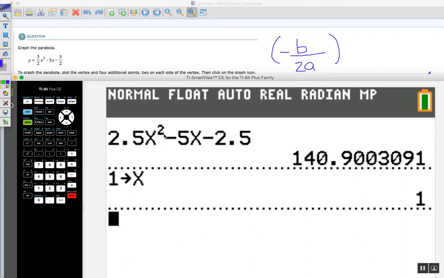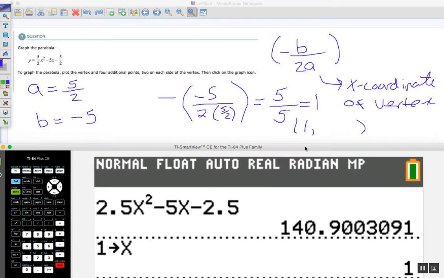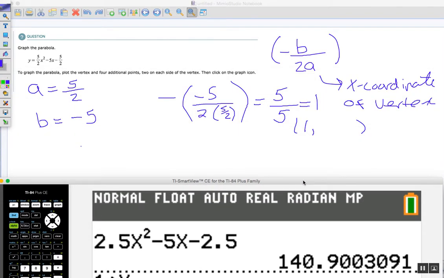So I'm going to pull this equation back up by just hitting second enter until it shows back up. Second enter, there it is. The calculator knows I want x to be 1. I hit enter and I get negative 5. So negative 5 is my y-coordinate. So that gives me my vertex at (1, negative 5).